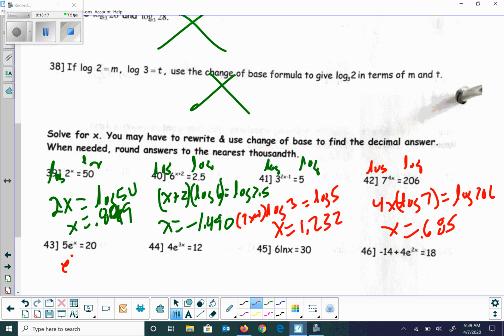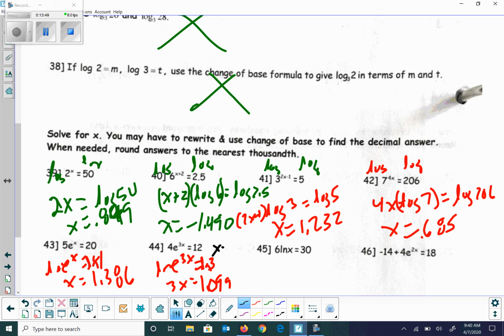Divide each side by 5 on this one first, so I get that. Natural log of both sides then. So x equals natural log of 4, 1.386. This one I'll divide both sides by 4 first. So I get this. Natural log of both sides. So the 3x comes down by itself. ln 3 is 1.099. Divide that by 3. So I get x equals 0.366.